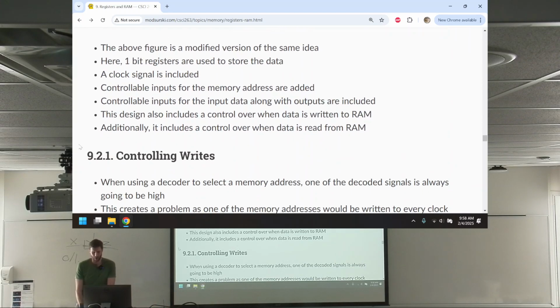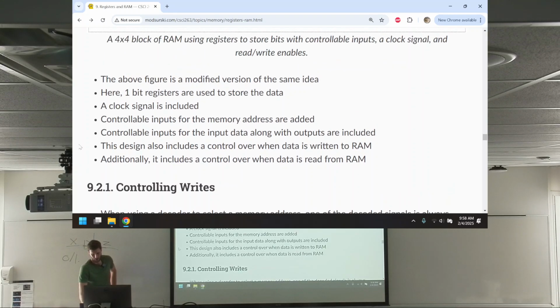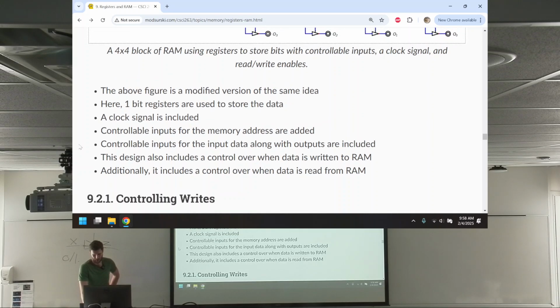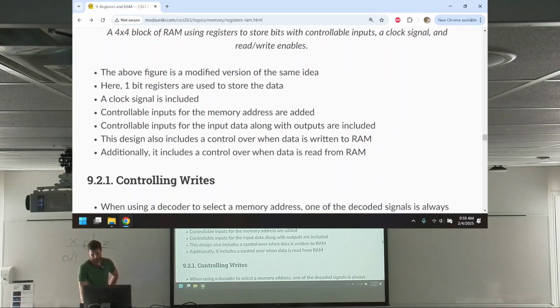All right, so the above figure is a modified version of the same idea here. 1-bit registers are used to store the data. A clock signal is included. Control inputs for the memory address are added. Control inputs for the input data along with outputs are included. The design also includes control over what data is written to RAM and read from RAM.